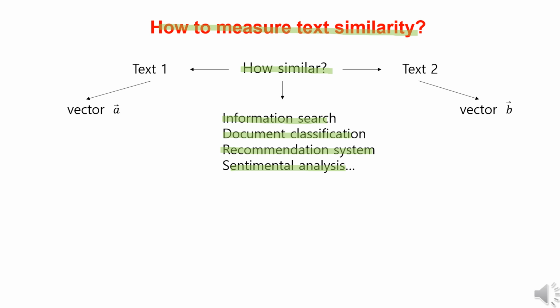In a previous video, we explored various methods for representing documents in a vectorized form so that computers can understand them. To illustrate this concept with a simple example, let's assume we have two documents, text 1 and text 2, and we've represented them as vector A and vector B.